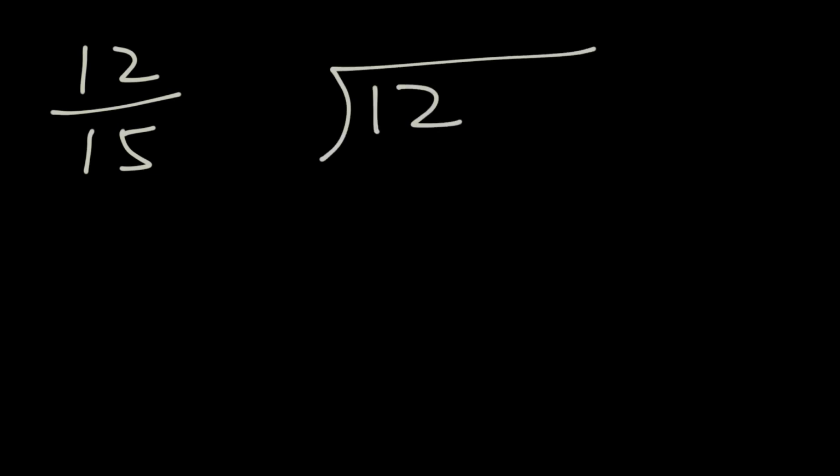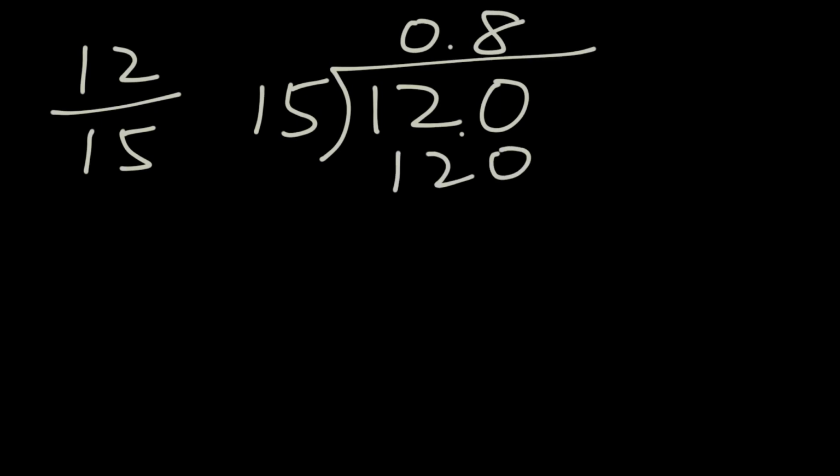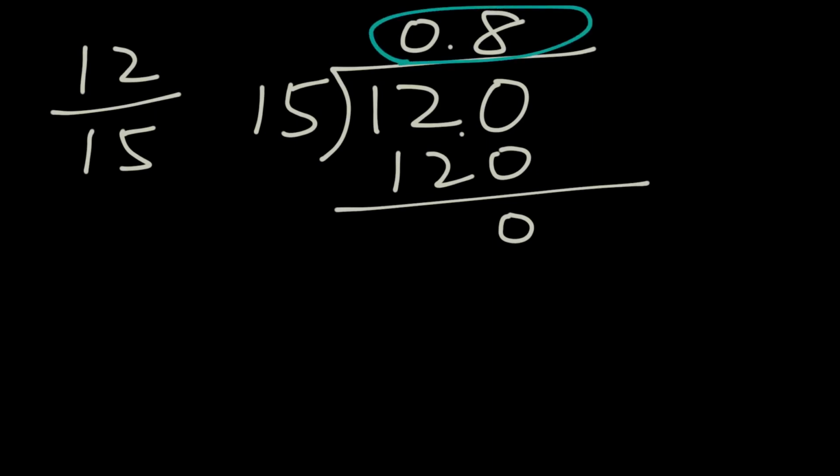Here is another example. 12/15. Okay, we have 12 divided by the denominator, 15. And we're seeing the same situation where 12 is not big enough to go into 15, so put 0. 120 divided by 15 is 8. And that just happens to do it. So 0.8 is the answer.